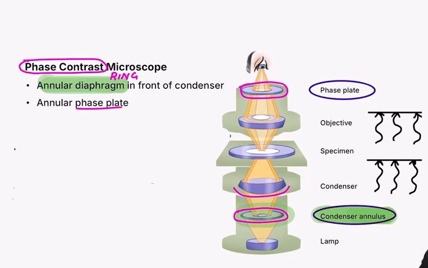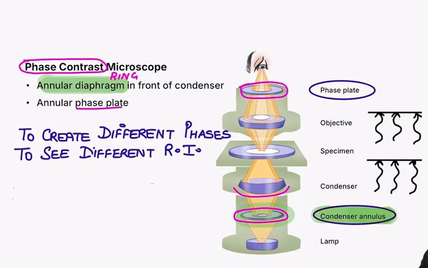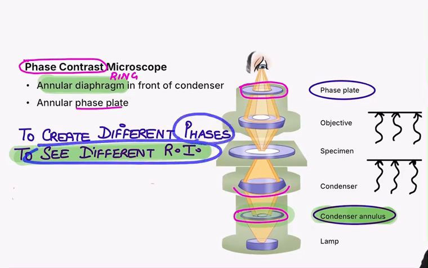So over here, the purpose of having different phases is that this is done whenever you're dealing with different refractive indices. There will always be some structures, like if I want to see the internal part of a structure, internally there might be a different refractive index of the cell, externally there might be a different refractive index. So whenever I'm dealing with different refractive indices, I'm trying to create different phases.